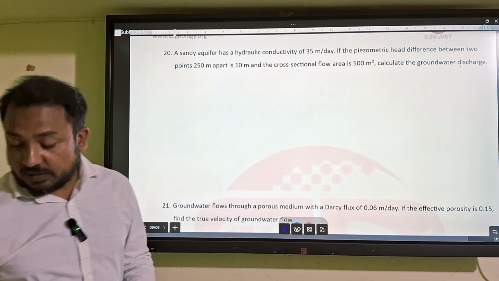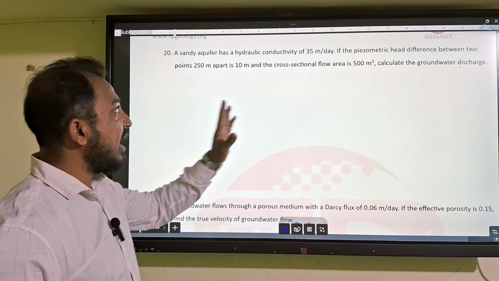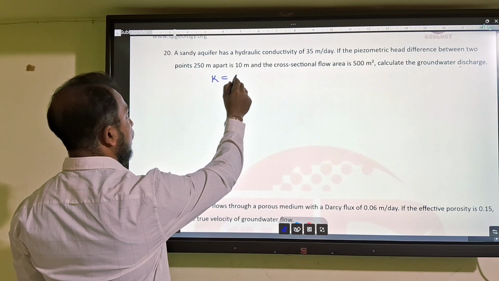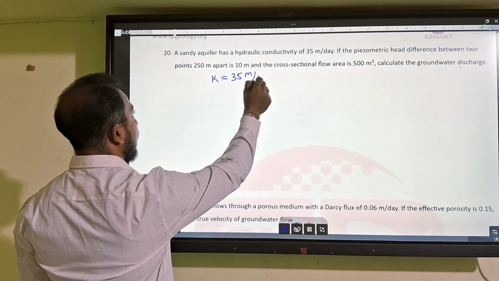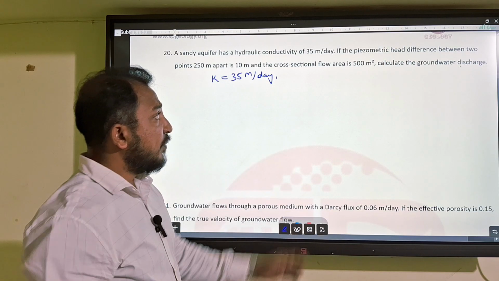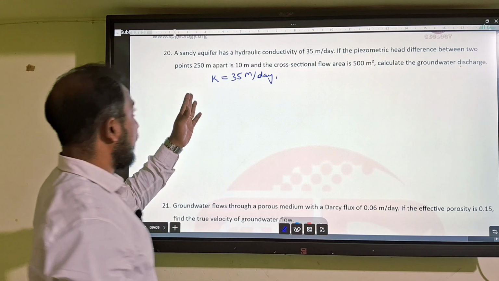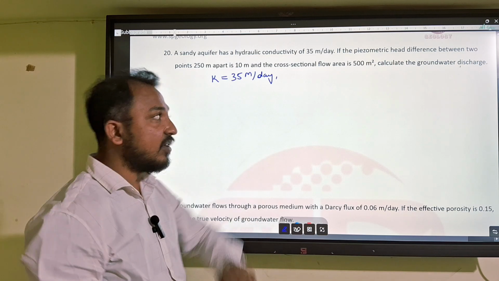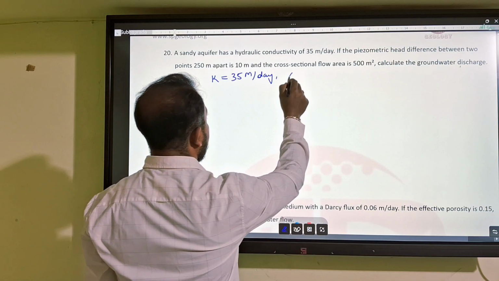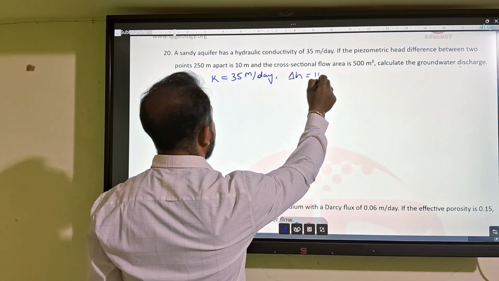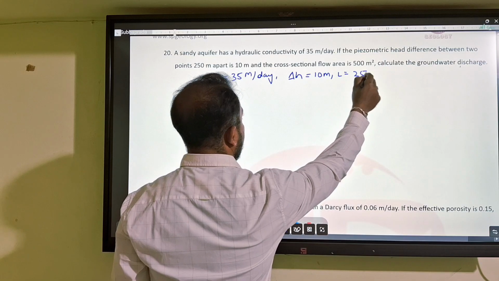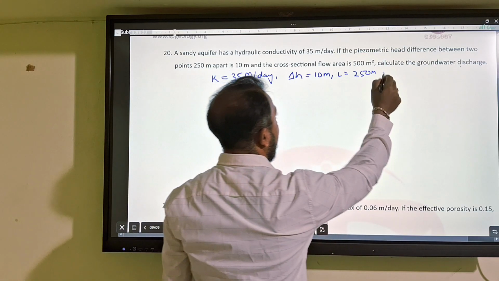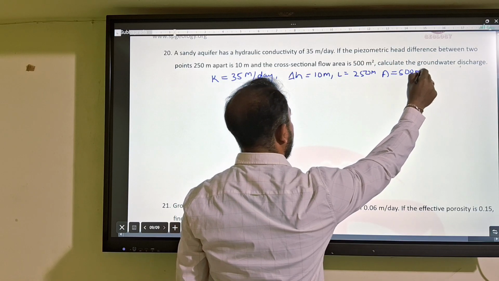So next, a sandy aquifer has a hydraulic conductivity of 35 meter per day. So K is given here 35 meter per day. Then if the piezometric head difference between the 2 points 250 meter apart is 10 meter, piezometric difference or you say pressure difference, they all are H1 minus H2. That means del H is 10 meter and L is your 250. And the cross sectional area it is given, A is 500 meter square.